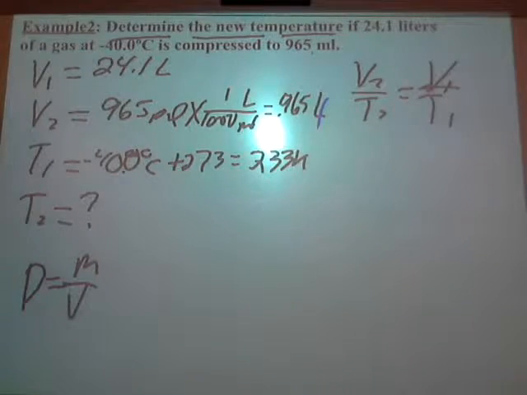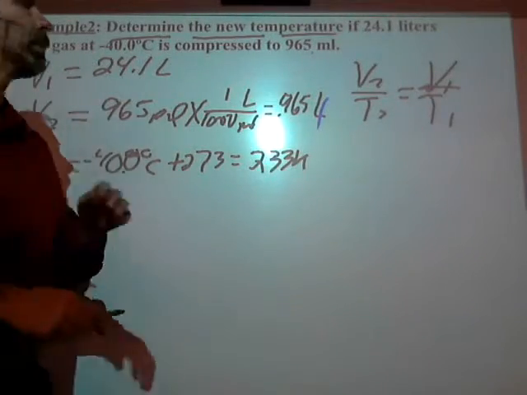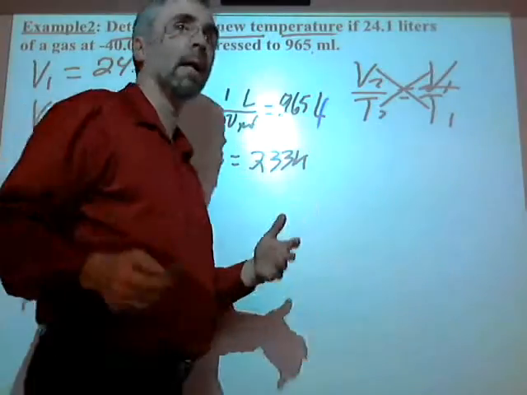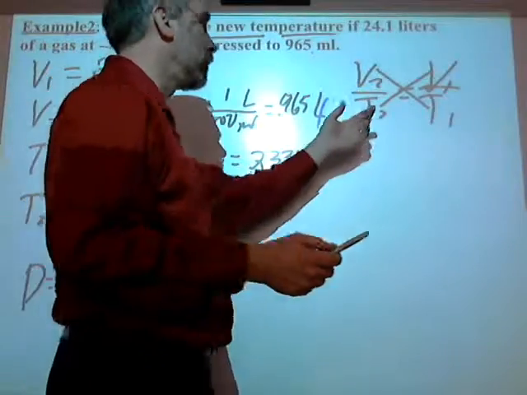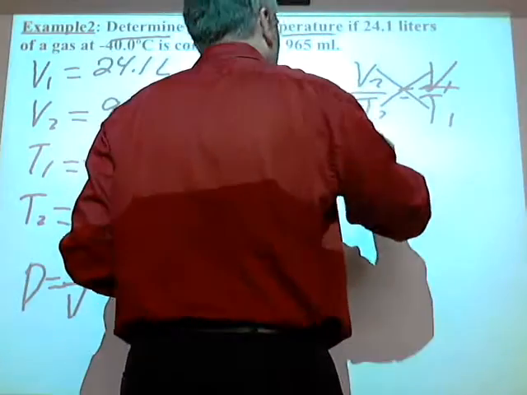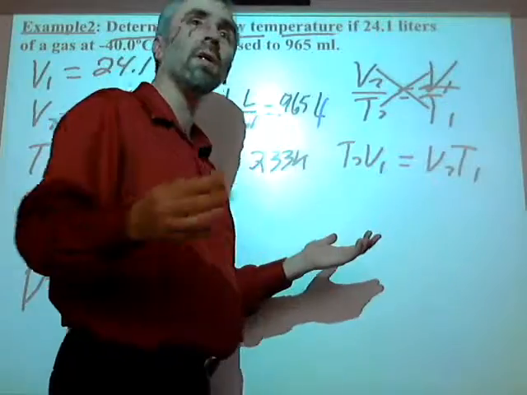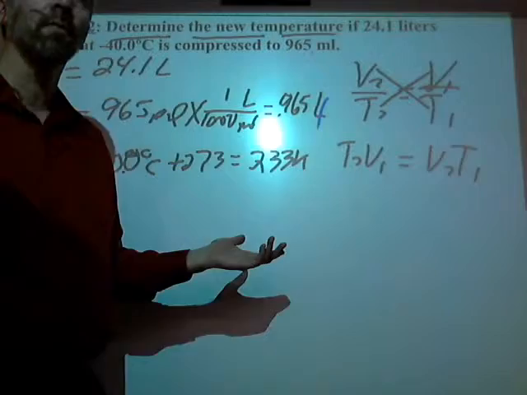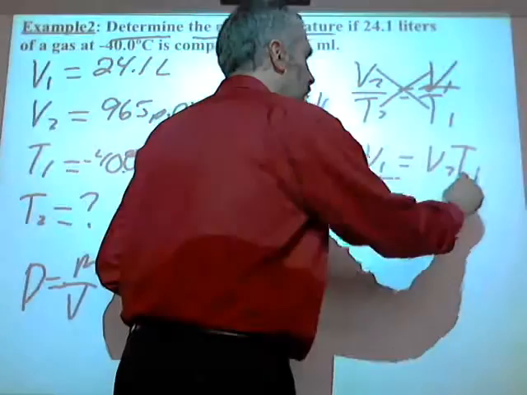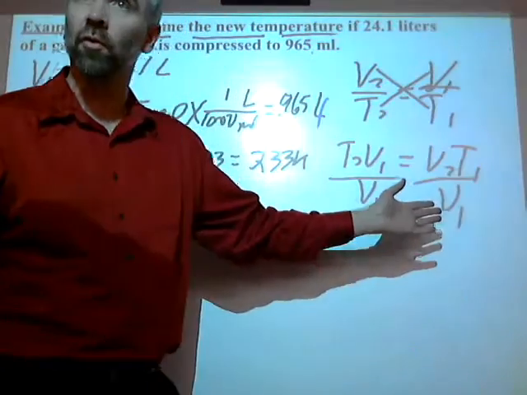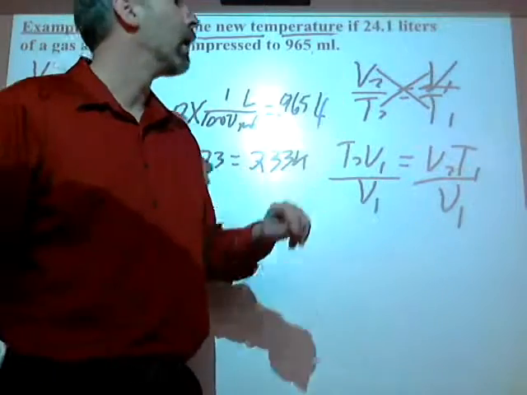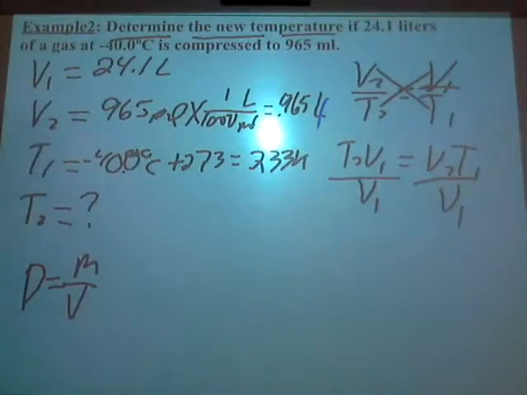What would you do? Cross multiply. Yeah, most people like to cross multiply, and that's fine. If I cross multiply knowing I'm solving for T2, I'd have T2 V1 equals V2 T1. Now it's easy. What do I do to both sides now to get T2 by himself? Divide by V1, and notice it's the exact same equation I just derived a minute ago. But there's another way I could do it.